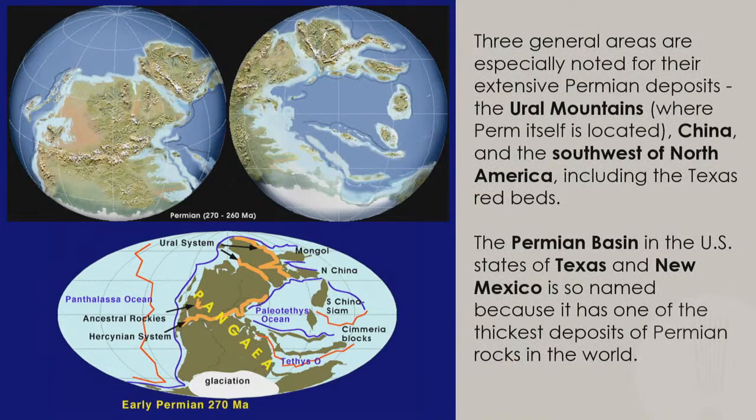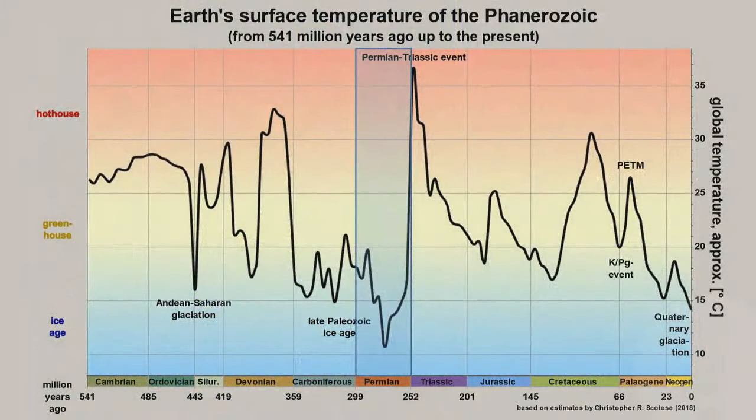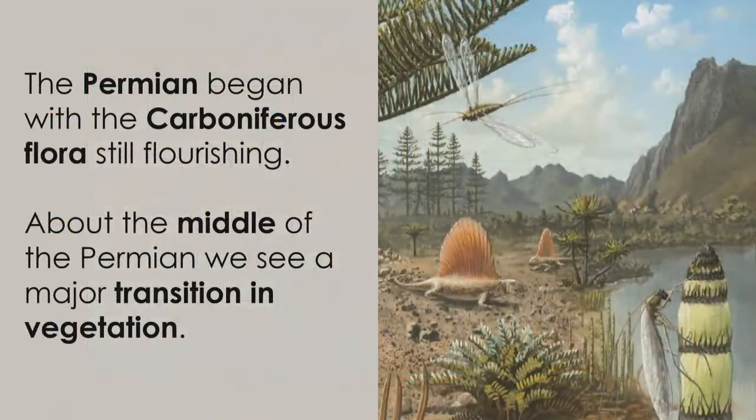So one area where you can find Permian rocks is in Texas and New Mexico, what's known as the Permian Basin. At the start of the Permian, the Earth was still in the late Paleozoic ice house, which began in the late Devonian. At the beginning, temperatures began to warm. It began with the Carboniferous flora still flourishing.